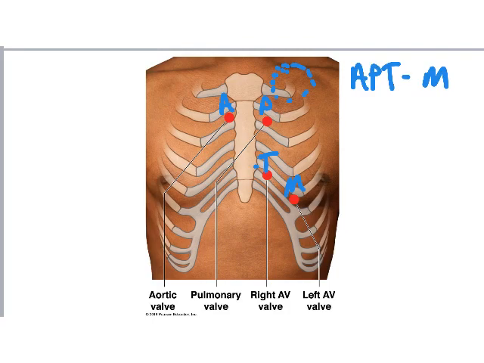So what we want to do is the second intercostal space. The intercostal space means the space in between the ribs. So the first intercostal space would be the space in between the first rib and the second rib. So this would be the first. The second intercostal space would be between rib number 2 and rib number 3. So this is the second intercostal space.